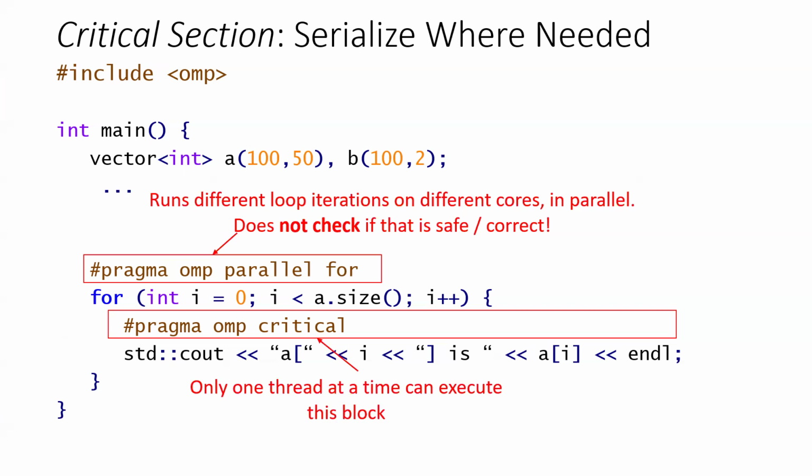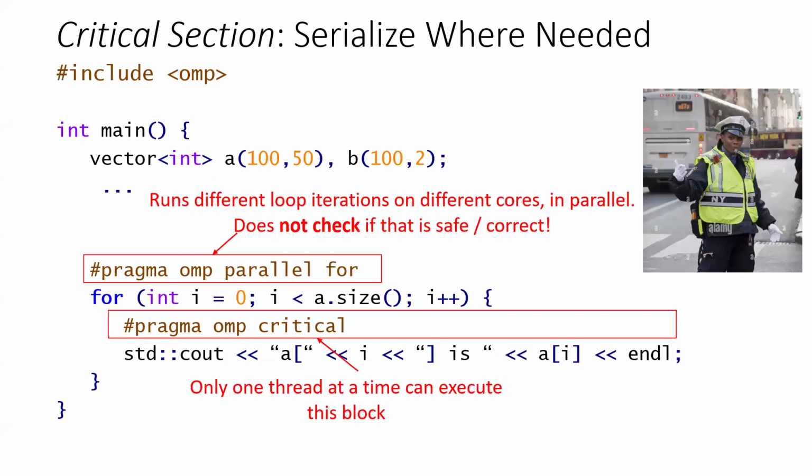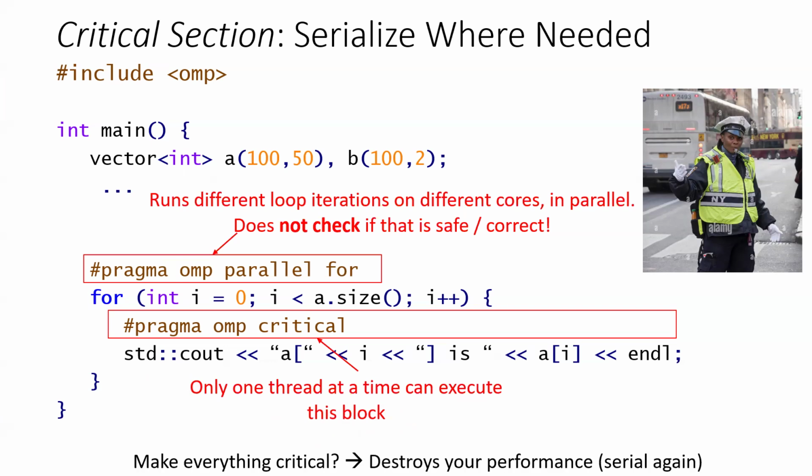And this is for blocks. Only one thread at a time can execute this block of code, this block of instructions. So the other threads will need to wait for this thread to finish before they start executing. So that might affect your speed, because making everything critical will make your program go back to serialized pace, and this will destroy your performance. Is everything good?